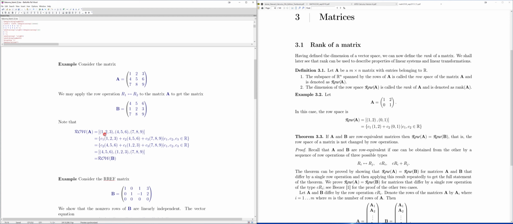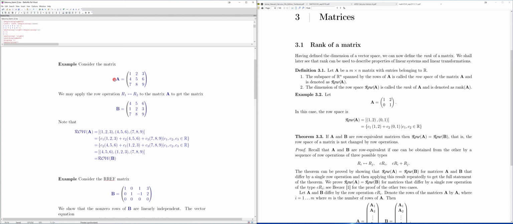And why you get the same span is because, from your definition, you're really just adding the vectors. So if you reverse the order, you still get the same sum, right? Okay, so this is an example of two different matrices, but they're row equivalent as stated in theorem 3.3, and they have the same row space.